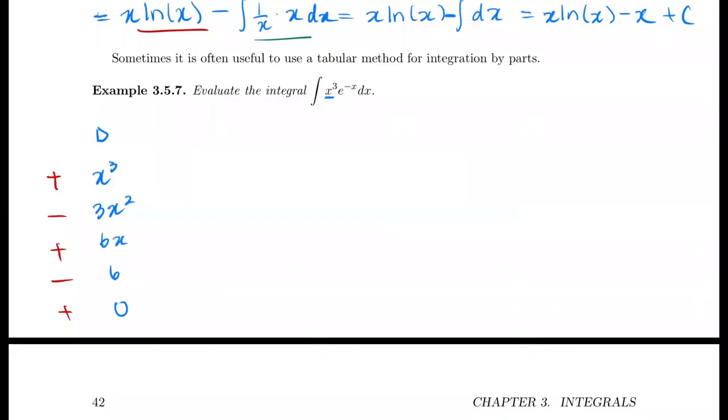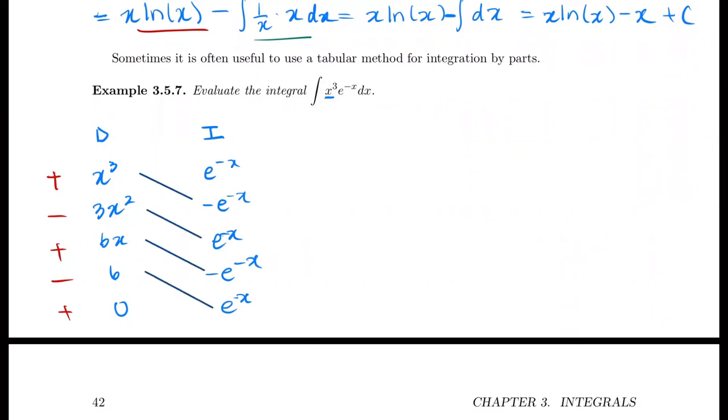And then for the third column, where I'm going to be integrating, I'm going to put the e to the power negative x here. So e negative x, and I keep on integrating. So I get negative e negative x, e negative x, negative e negative x, and then e to the power negative x. Then we go diagonally for each of the steps, so we would just go 1, 2, 3, 4. And don't forget the signs as well.